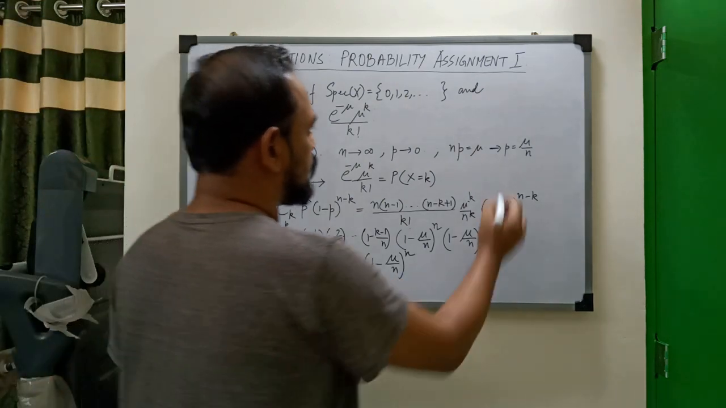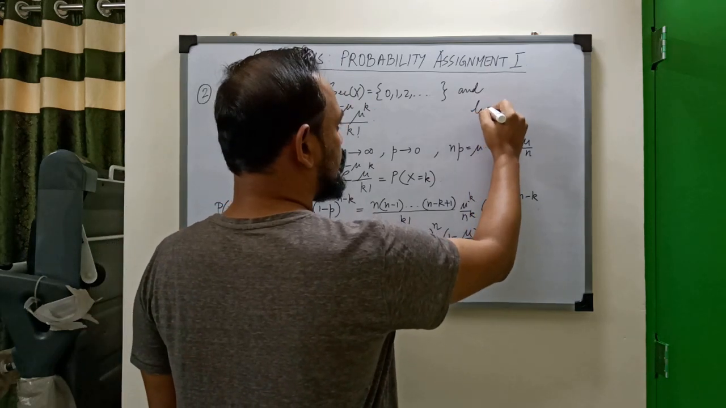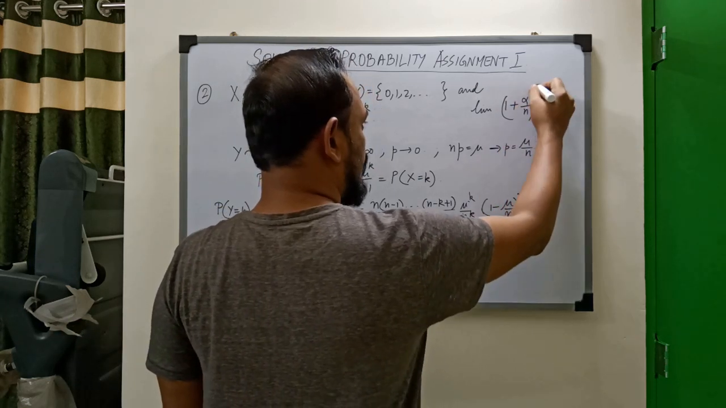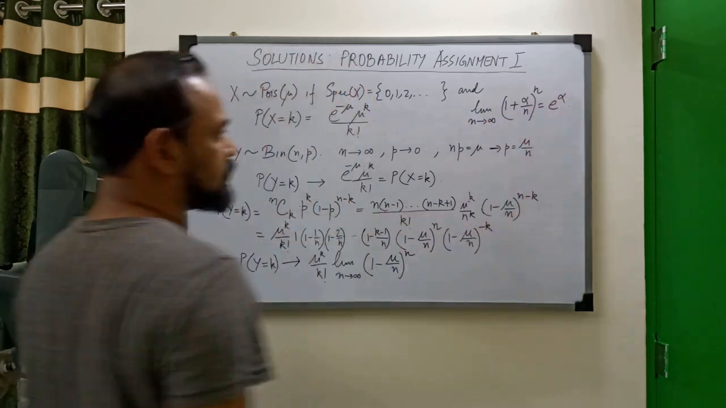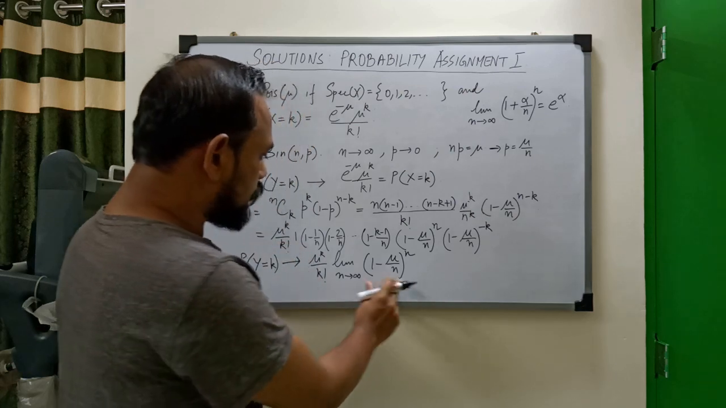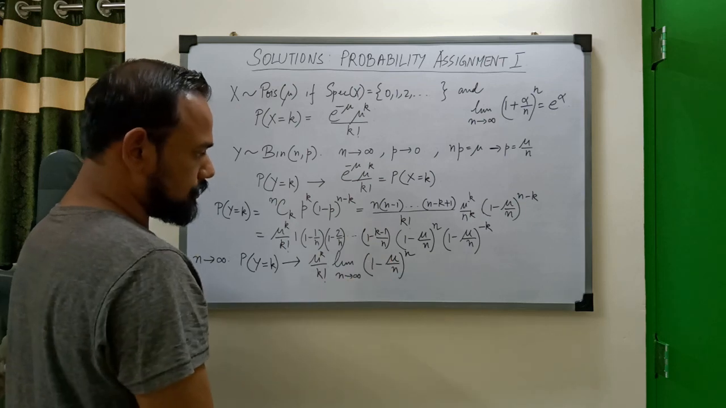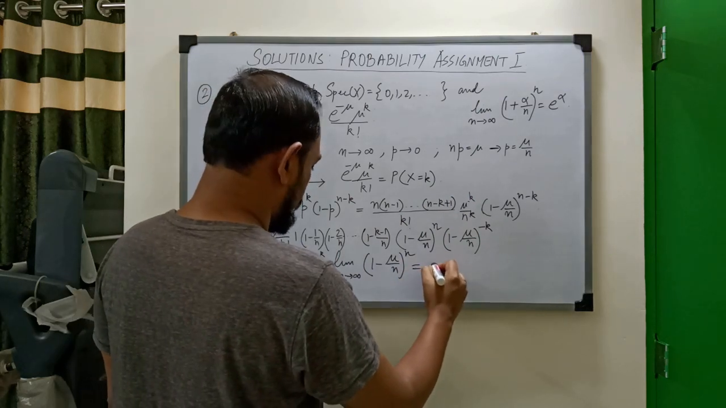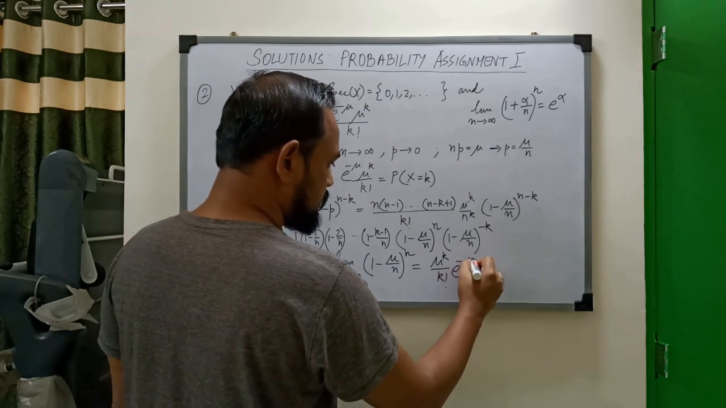What happens to this? As I have already given in the assignment as a hint, this is a very famous limit: if you have (1 plus alpha over n) to the power n, and you take n to infinity, this gives you e to the power alpha. That's a standard limit that all science students must know. This is the same thing, except that here alpha is replaced by negative mu. So this whole thing becomes e to the power negative mu, and you have mu to the power k over k factorial, times e to the power negative mu.